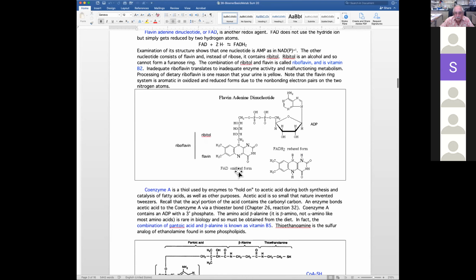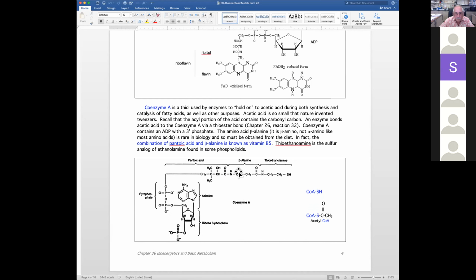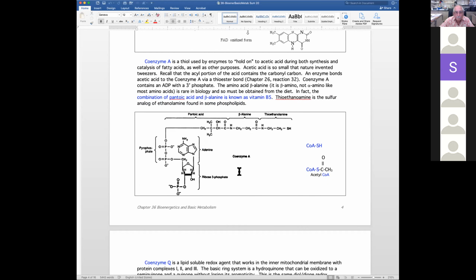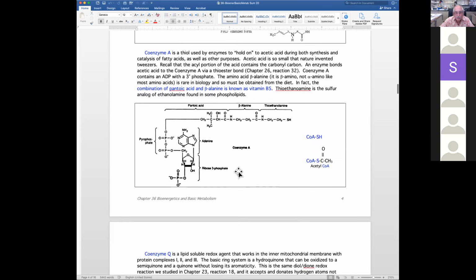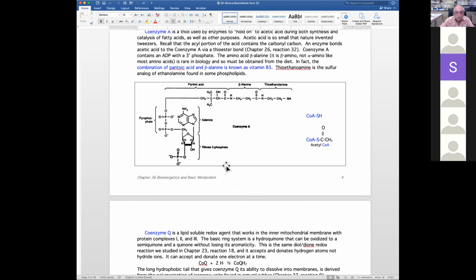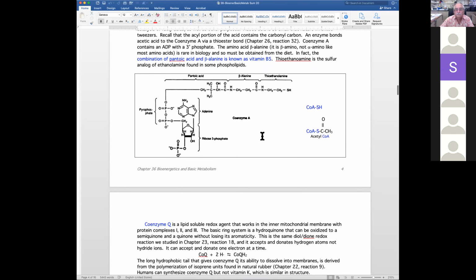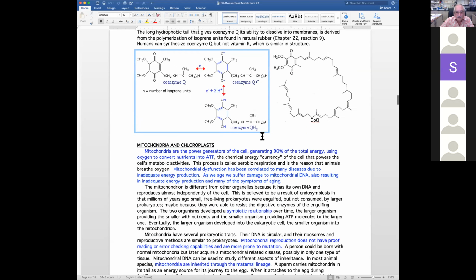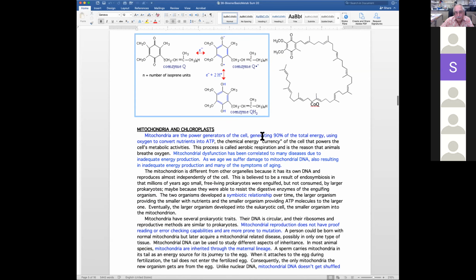So flavin does the same thing, or similar thing. Here's the structure for coenzyme A. So you can see that adenine and ribose and phosphate and many of these things are just repurposed all over the place. Coenzyme Q, the lipid-soluble redox agent.